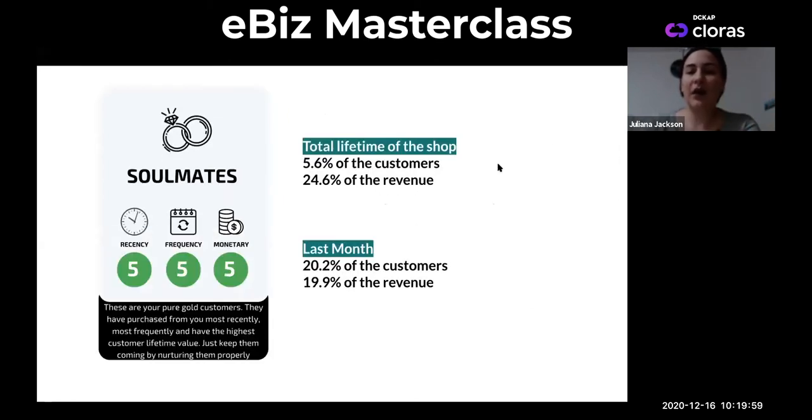This is an example from one of the shops that we work with. They don't represent a big percentage of the customer database, but they represent a very big portion of the margins and the revenue that a brand has. So here you can apply the Pareto principle, that 80% of your business comes from 20% of your customers. That's why the soulmates, obviously they have a very good name for that, are the most important people that you should focus on.